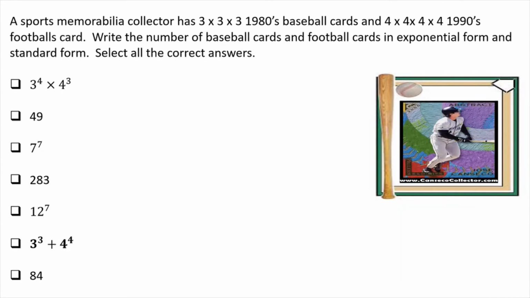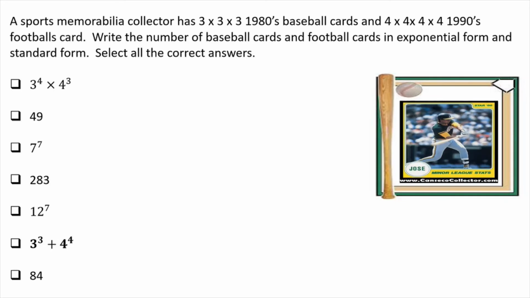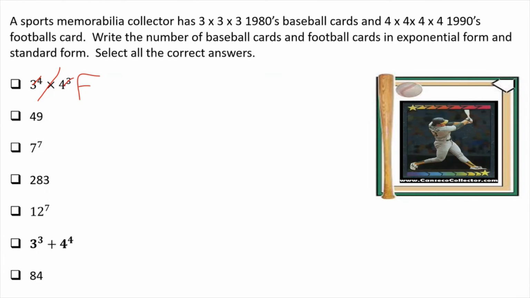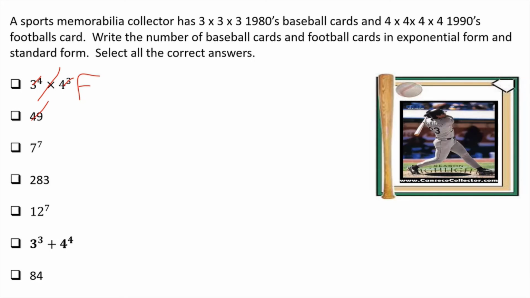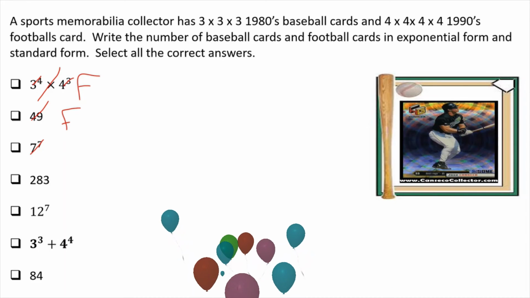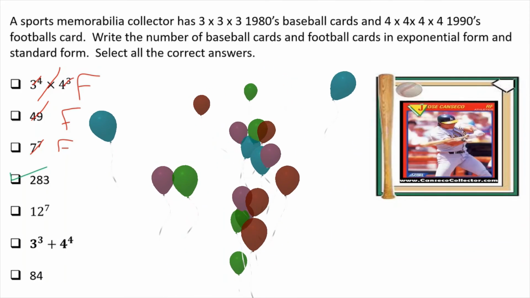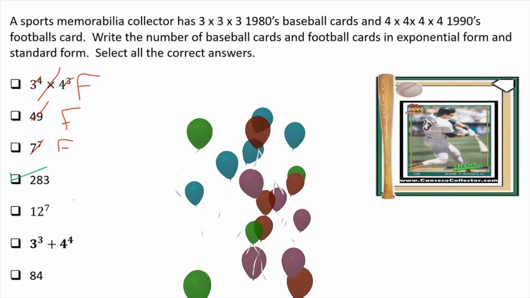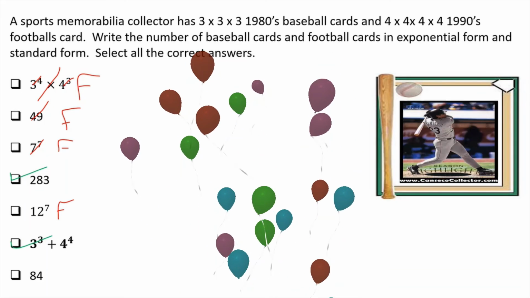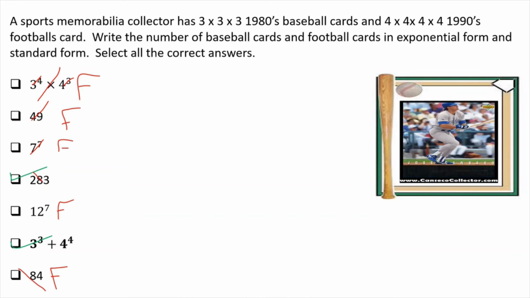Before I end the lesson, I want to let you know what your answer choices might look like on the ACP test. We would have immediately eliminated this choice, because the operations and the exponents are incorrect. We'd have eliminated 49. We would have eliminated 7 to the 7th power because 7 to the 7th power is greater than 283. We know that 283 is our correct answer. We would have eliminated 12 to the 7th power. We know that 3/4 is our answer. And we would have eliminated 84. Oops, excuse me, wrong one.